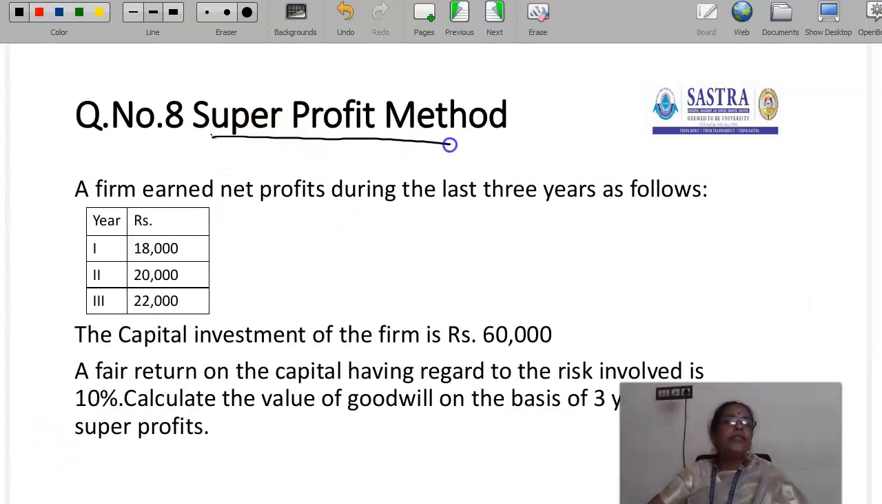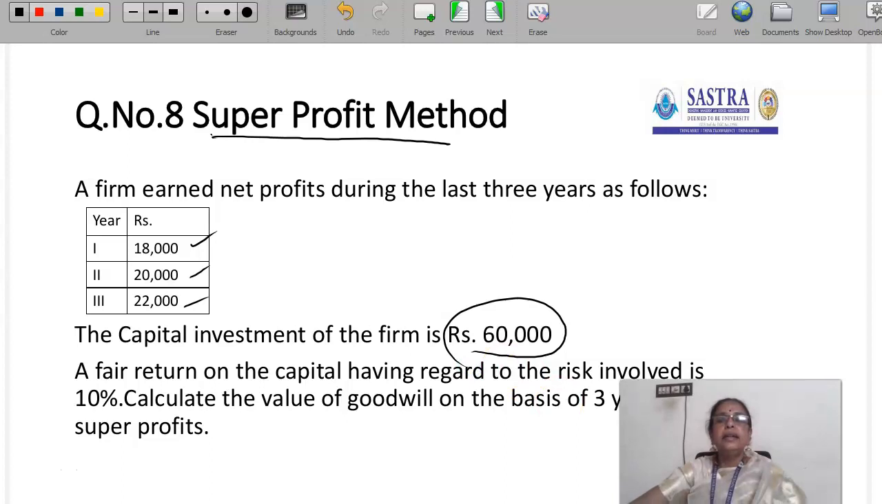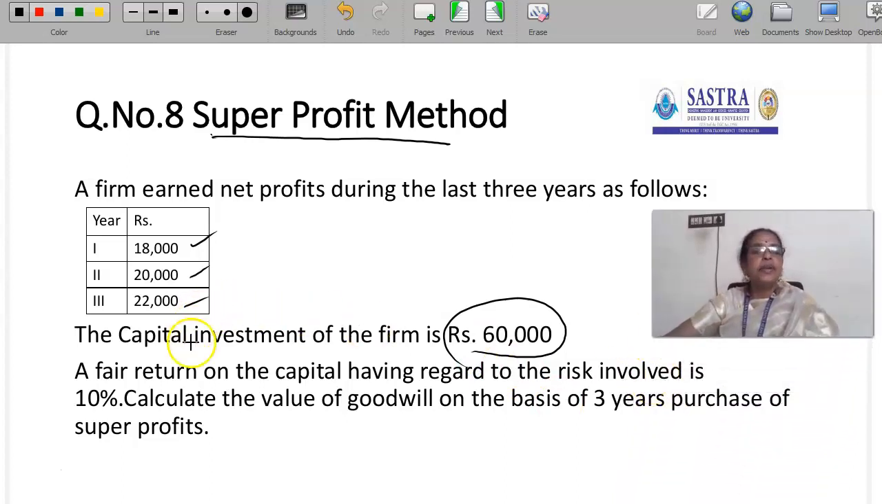Problems under the super profit method. A firm earned net profits during the last 3 years. First year 18,000, second year 20,000, third year 22,000. The capital investment of the firm is 60,000. Then a fair return for the risk involved is 10%. Calculate the value of goodwill on the basis of 3 years purchase of the super profit.